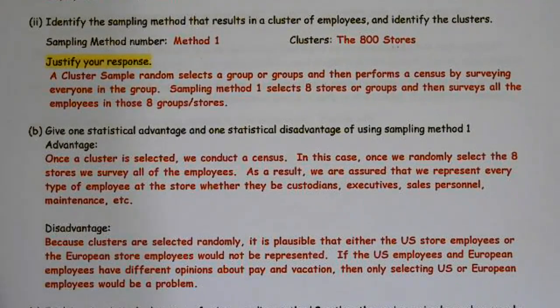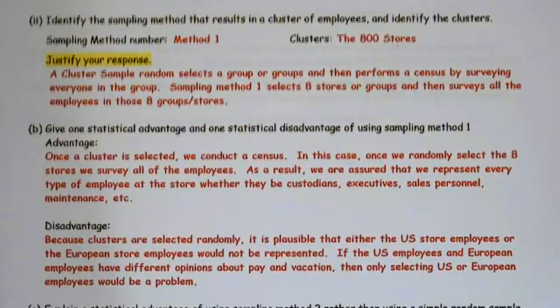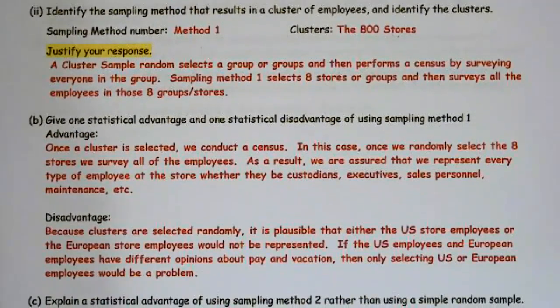Disadvantage: because clusters are selected randomly, it's plausible that either the US store employees or European store employees would not be represented. If the US employees and European employees have different opinions about pay and vacation, then missing US or European employees would be a problem, right? So if we have a difference between the countries or nations, then we have a problem. So that would be part B.